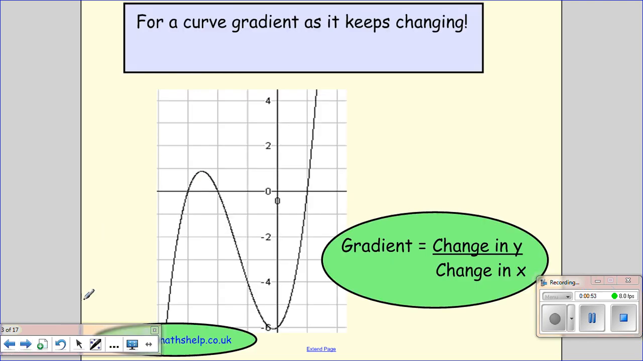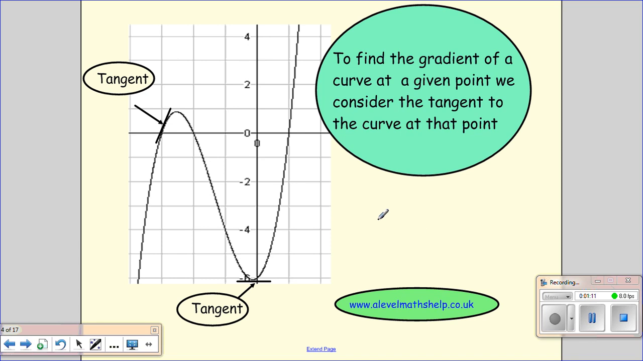But when we have a curve, it's different, because the gradient here is just not the same as the gradient here. And the gradient here is certainly not the same as the gradient here. So when we find the gradient of a curve, we have to find it at a particular point. So what we do is look at the tangent at a point, and we can say, looking at that line there, we can say the gradient is whatever it is, just as it skims the curve.